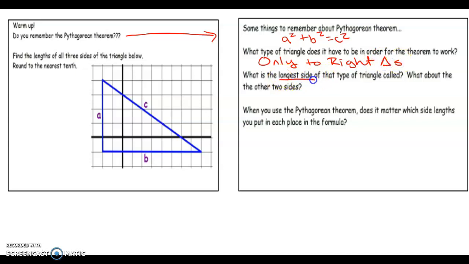The longest side is called the hypotenuse, and it is always labeled C in the Pythagorean theorem. You'll always find it across from the largest angle.